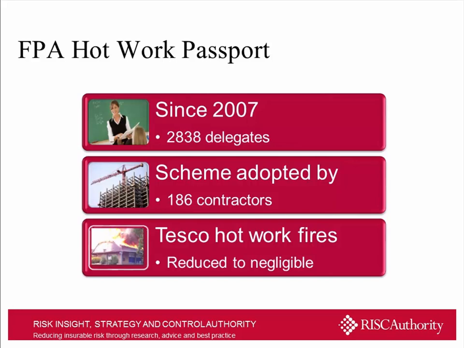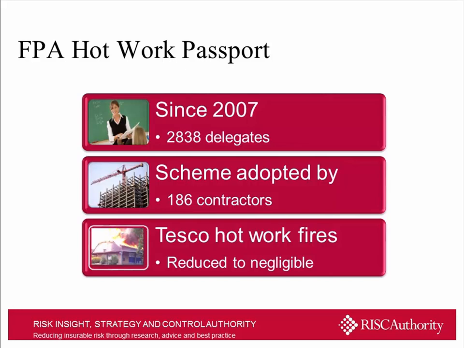Back in 2007, FBA were approached by a retailer, Tesco, who were having some significant problems with hot works on their sites, particularly where they were bringing contractors in. That might be for refurbishment works, it might have been for new build works, and the number of fires caused by hot work was gradually increasing to a point where in 06-07 they had 35 significant fires, and they asked FBA to come in.